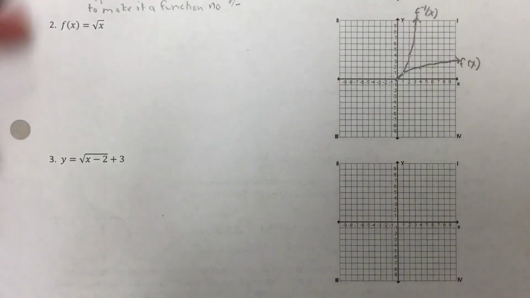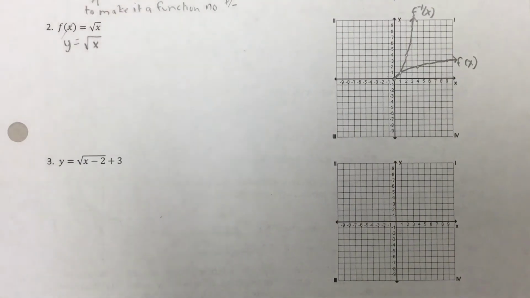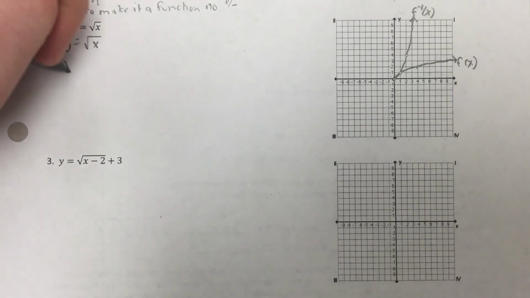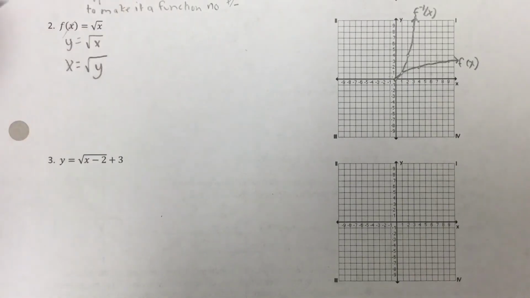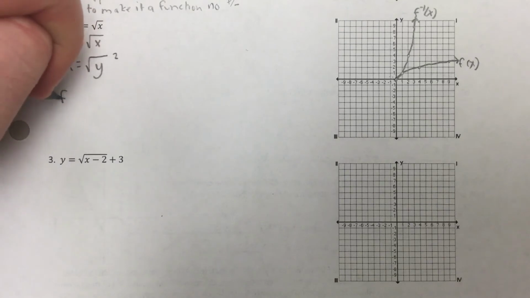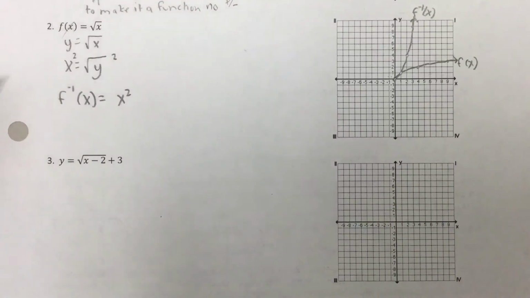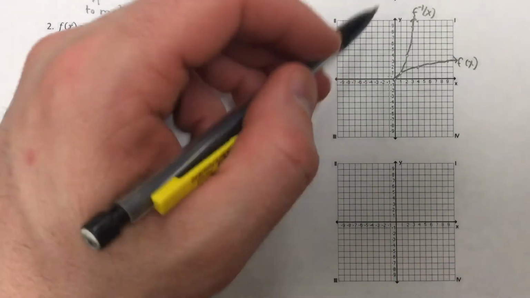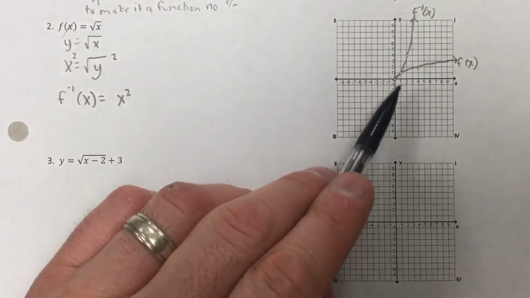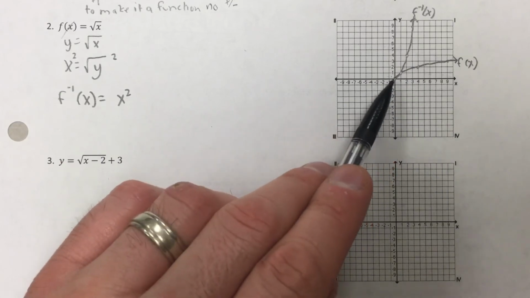Now, I want to change my f of x to y. And then I'm going to switch my x and my y, and solve for y. So I'd have to square both sides. And so I'd end up with f inverse of x equals x squared. Well, remember, x squared is a parabola, and this isn't a full parabola. It looks like half of a parabola. And the parabola's vertex would be at 0, and it's every x value to the right of that.